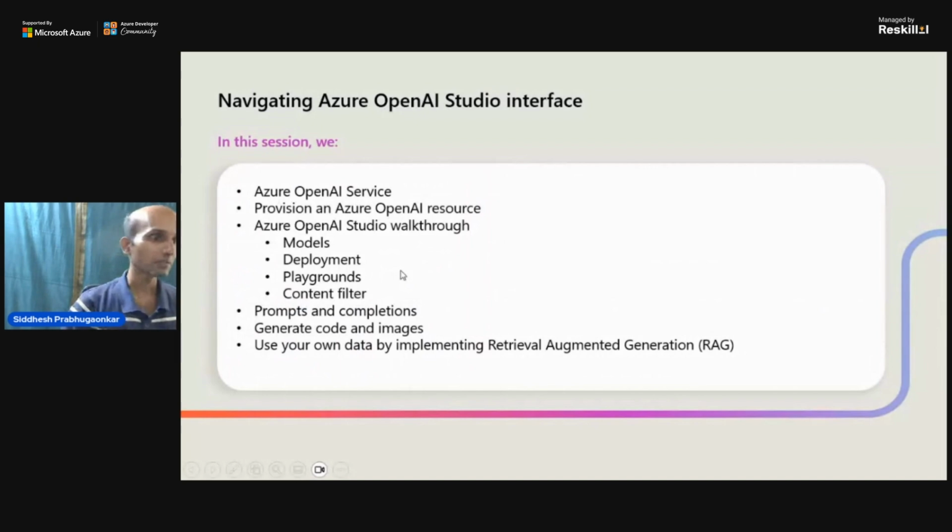Okay, so today we learned about what Azure OpenAI Studio is. We looked at different models, how to deploy them, how to test them using various playgrounds, and even filter the content for any harmful content. We looked at some of the prompts, some of the designs, and how to get various completions. We looked at how to generate code as well as images using the DALL-E model. And finally, how we can ground the responses by using our own data or data sources by implementing a technique called retrieval augmented generation.